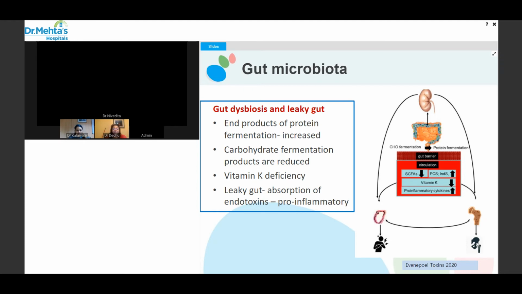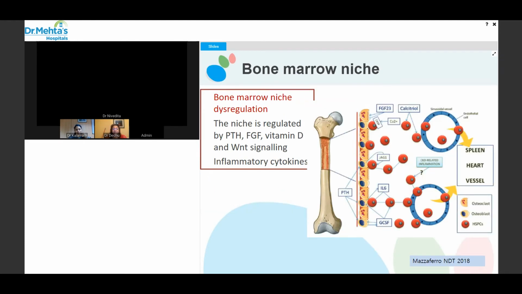Another important concept is that of the bone marrow niche, which is a microenvironment of osteoblastic cells or the bone precursor cells and the vascular precursor cells. And this is regulated tightly by PTH, FGF, vitamin D, and Wnt signaling, and is now thought to be the micro hub where mineral bone disease actually starts. Inflammatory cytokines have an important role in causing the dysregulation of this bone marrow niche.